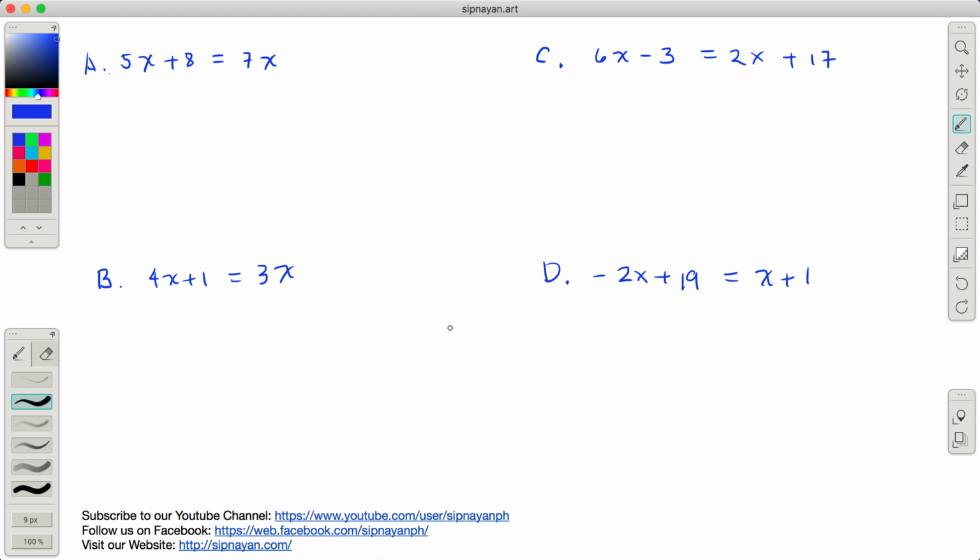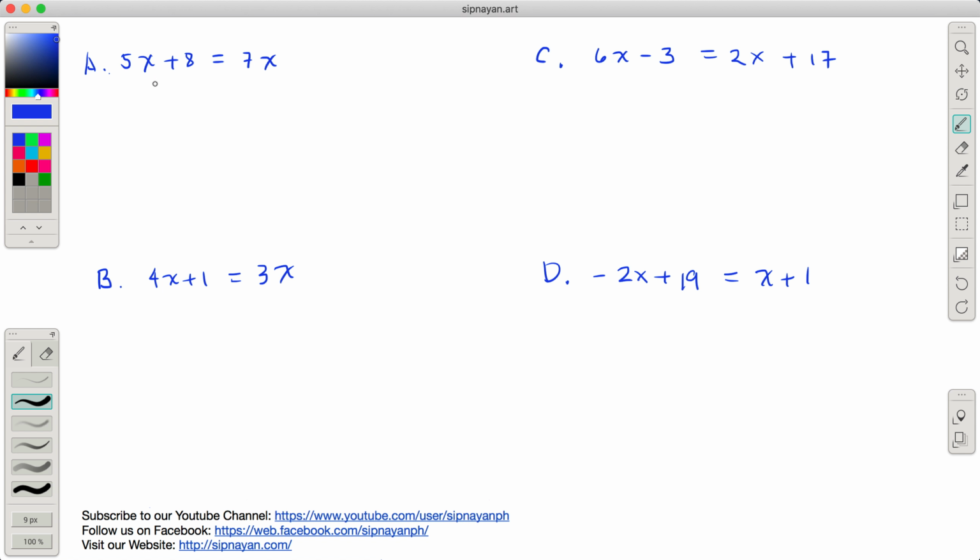In this video ay tutuloy natin yung series natin on equations. In this video, ang gagawin natin is to solve equations whose both sides have unknowns or variables na tinatawag natin. So, tignan natin itong first equation. 5x plus 8 equals 7x.